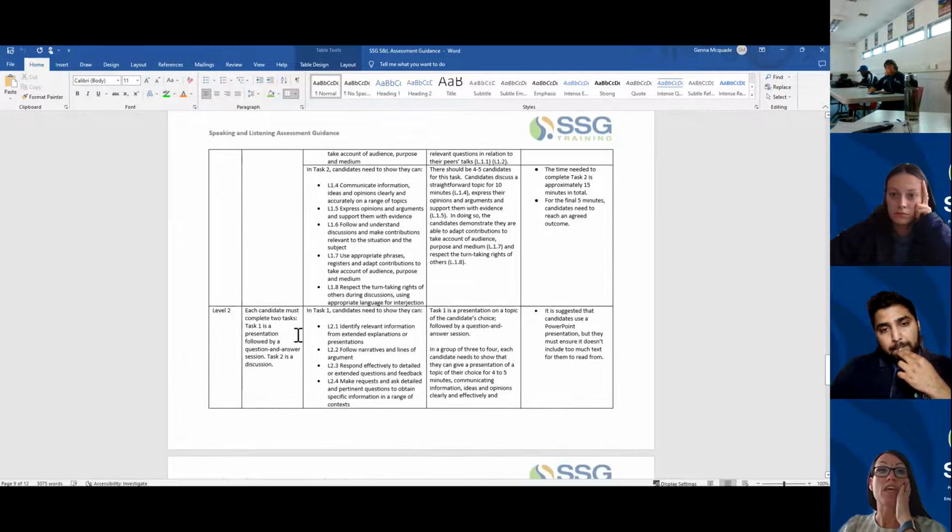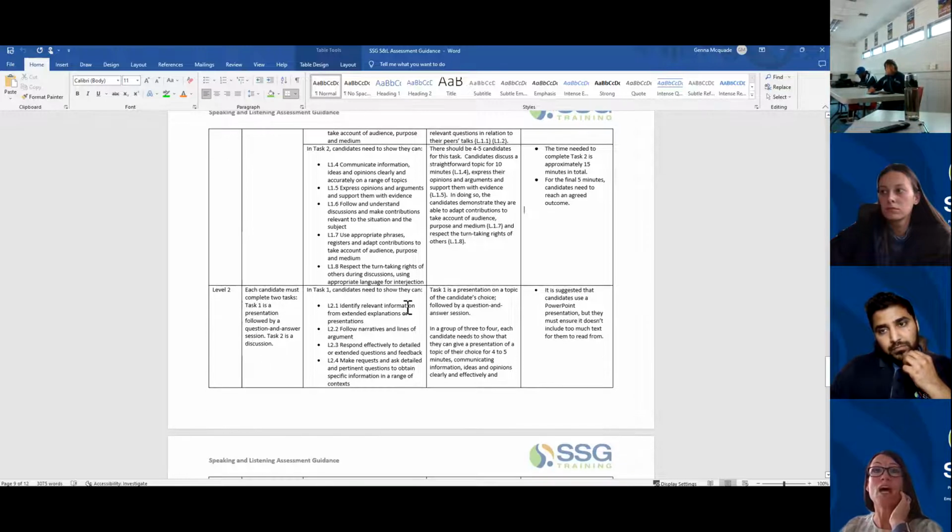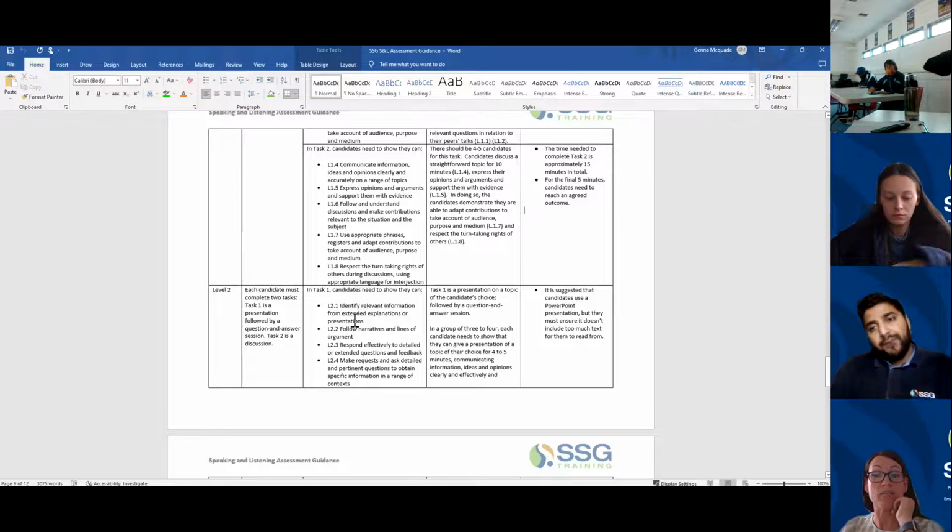For level 2, they do a presentation. So as part of that, we should expect to see a PowerPoint, because that's kind of what you normally have for a presentation. Without the PowerPoint, it looks more like the talk that you have in level 1. And very similarly to level 1, some of the criteria is based on them asking questions and then responding to questions.